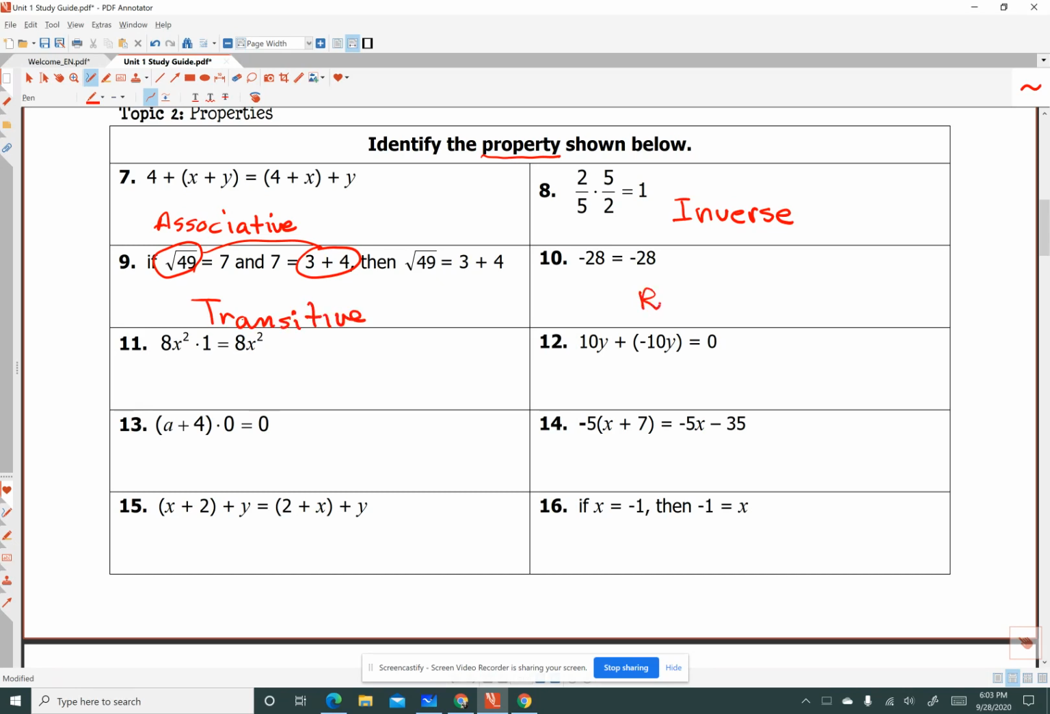This is the reflexive. 8x squared times 1 equals 8x. That is an identity. 10y plus -10y equals 0. That's another inverse.